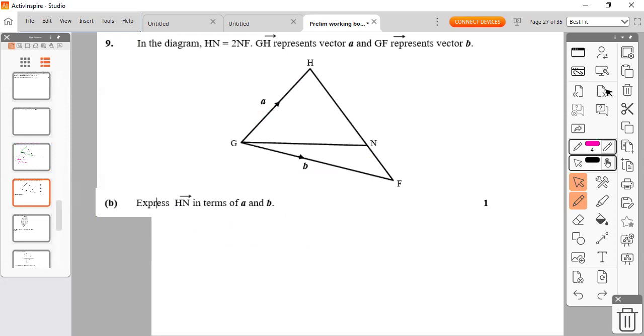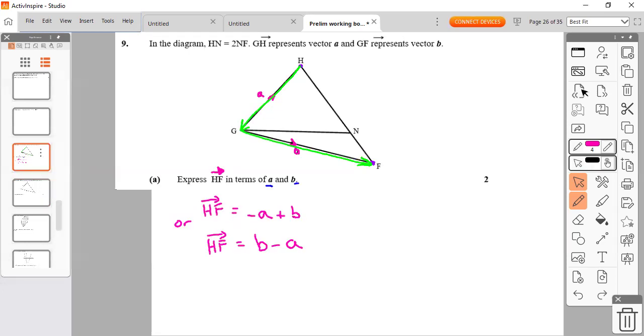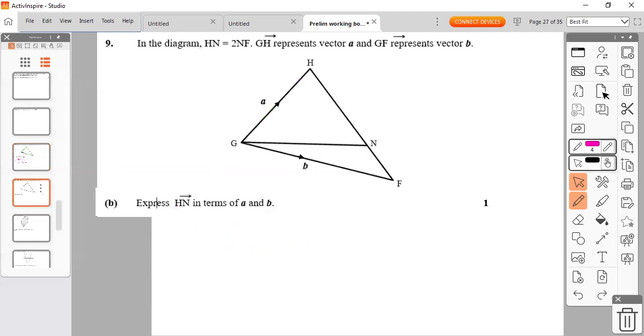Express HN in terms of A and B. Now, we're going to use part of this answer, HF. So we know that HF is B minus A. Okay, so I'm going to write that.